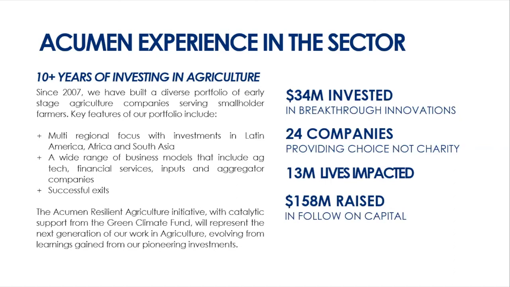But prior to this partnership, we had a multi-regional focus for agriculture that included supporting a wide range of business models. And that included ag tech, financial services, input companies and aggregator companies. And as you might have guessed, we learned a lot of lessons along the way that deeply informed our strategy for the Acumen Resilient Agriculture Initiative with the Green Climate Fund. Next slide.